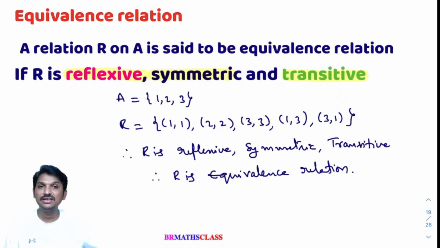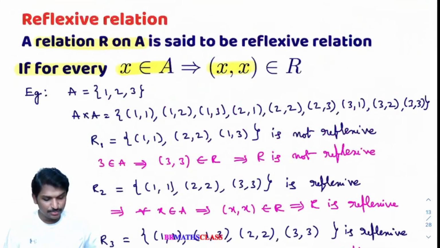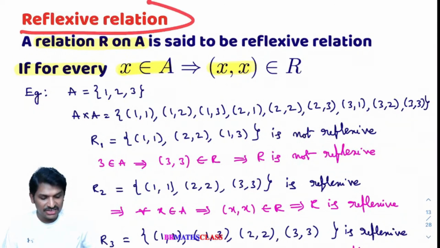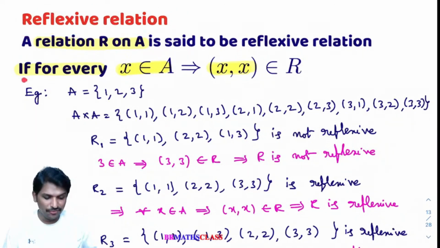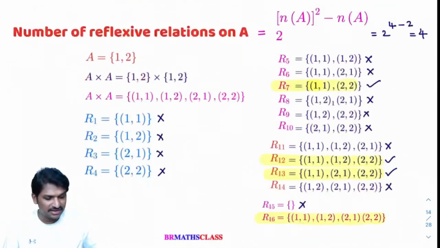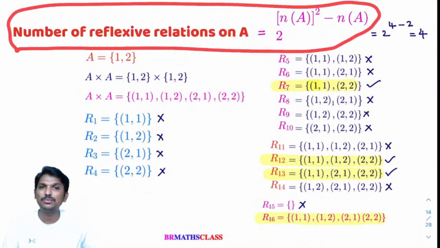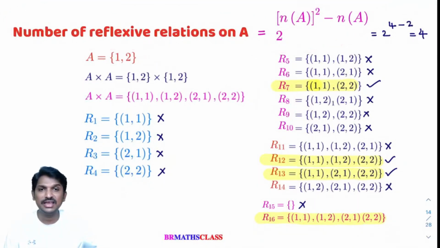So this class is all about what we learned. Let me quickly go through these points. When we say a relation is reflexive, for every x belonging to A, the ordered pair x comma x belongs to the relation; then that relation is called a reflexive relation. I explained with an example. You need to memorize the number of reflexive relations formula, because in JEE they will ask how many reflexive relations we can form on set A. The formula is 2 power n of A whole square minus n of A. That was also explained with examples.